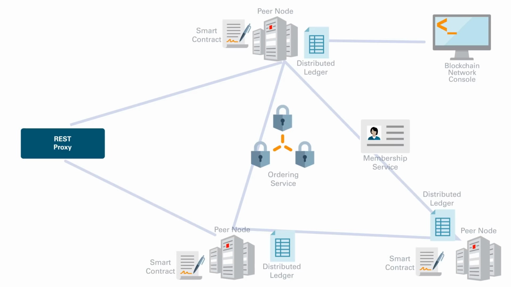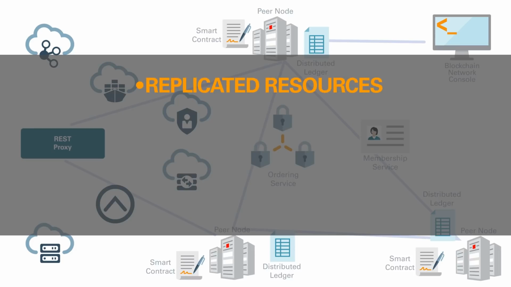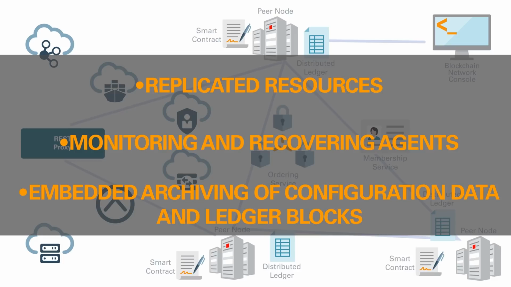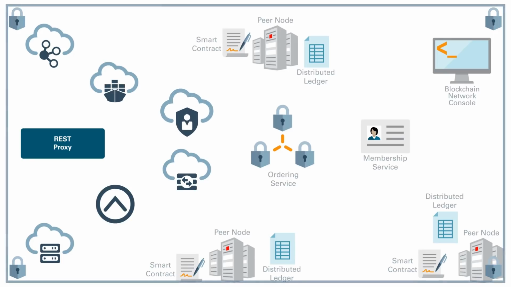As an Oracle PaaS offering, Oracle Blockchain Service is pre-assembled with the underlying cloud services, including containers, compute, storage, identity cloud services for authentication, Event Hub cloud services for messaging, Object Store for embedded archiving, and management and log analytics for operations and troubleshooting. Because it's also an Oracle Autonomous Service, each instance includes replicated resources, monitoring and recovering agents, embedded archiving of configuration data and ledger blocks, pre-integrated authentication and perimeter security via Oracle Identity Cloud, data encryption in transit and at rest, and integration with management and log analytics services. This helps Oracle operations monitor and troubleshoot any issues.